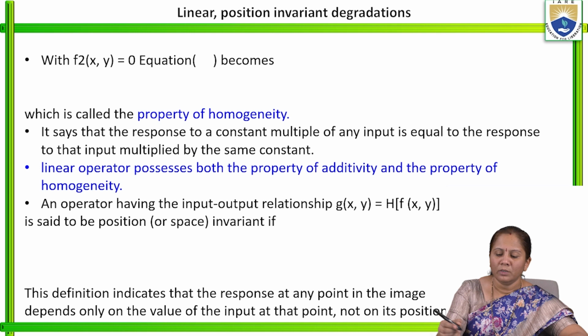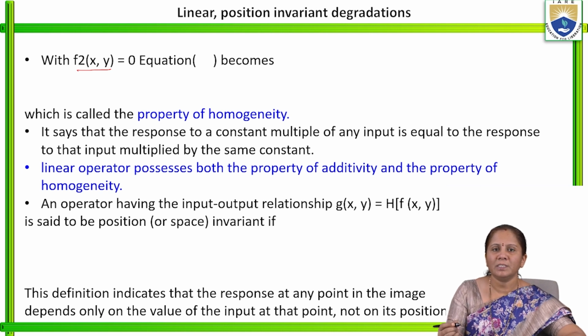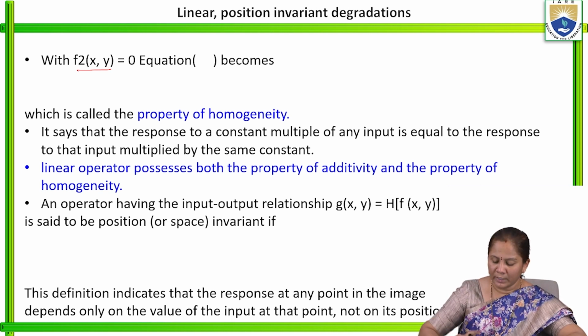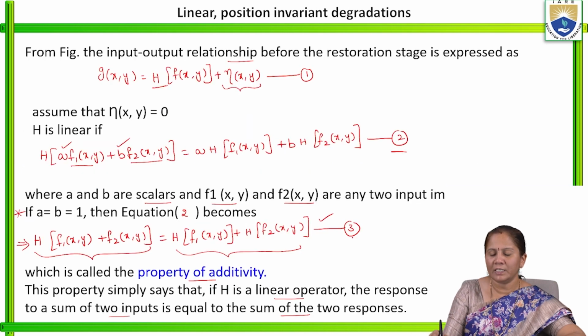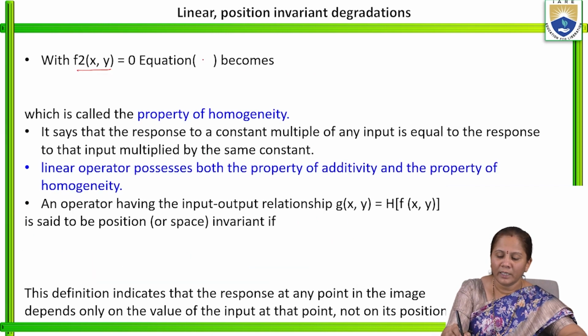Now, here we have seen one condition. Consider f2 of x comma y is equal to 0. That means image 2 is considered as 0. Then the previous equation, equation 3: if you make this f2 of x comma y as 0 by considering only one input image, that is f1 of x comma y, then how about equation 3? Equation 3 will be modified by simply eliminating f2 of x comma y and considering only f1 of x comma y.